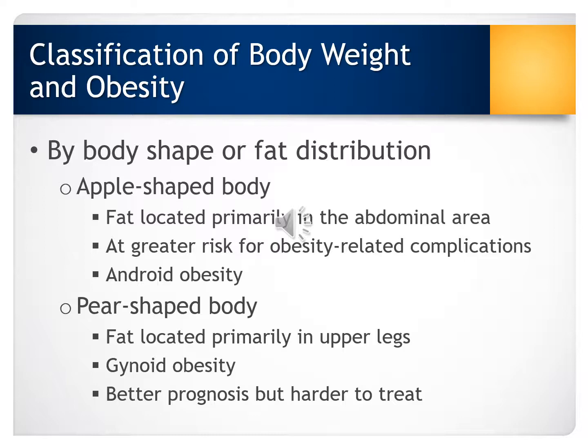Body shape is another method of identifying those who are at a higher risk for health problems. Individuals with fat located primarily in the abdominal area have an apple-shaped body, or android obesity. Those with fat distributions in the upper legs have a pear-shaped body or gynoid obesity. Genetics have an important role in determining a person's body shape. Weight and shape are also influenced by genetics. People with a pear-shaped body typically have a better prognosis, but seem to be harder to treat.